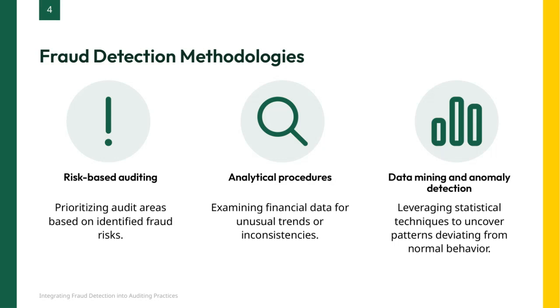When it comes to detecting fraud, there are several methodologies we rely on. First, risk-based auditing helps us focus our efforts where it matters most. By identifying areas with higher fraud risks, we can prioritize audits to catch issues early. Next, analytical procedures involve closely examining financial data to spot any unusual trends or inconsistencies that might indicate something's off. Finally, data mining and anomaly detection use advanced statistical techniques to uncover patterns that don't fit the norm. This approach helps us find subtle signs of fraud that might otherwise go unnoticed. Together, these methods create a robust framework for effective fraud detection.